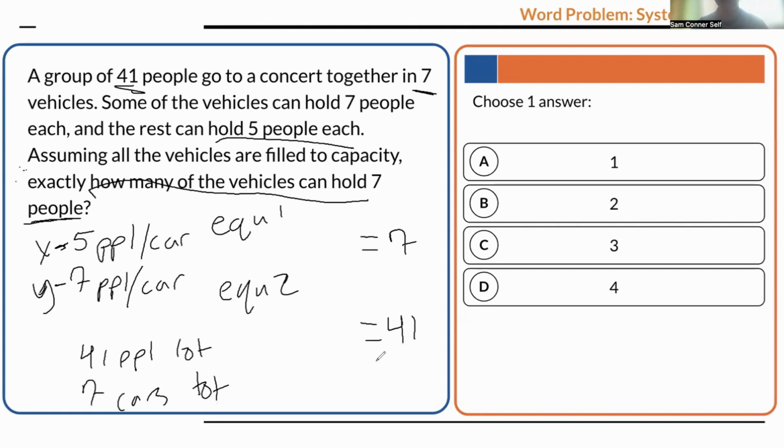Okay, so we have the part of the equations to the right of the equal signs, and now we need to create the left parts of the equations. So we know that some vehicles can hold 7 people and some vehicles can hold 5 people. This part is going to be important for the total number of people, right? Because it's telling you how many people fit in each car. So we're going to use that to help fill in equation number 2.